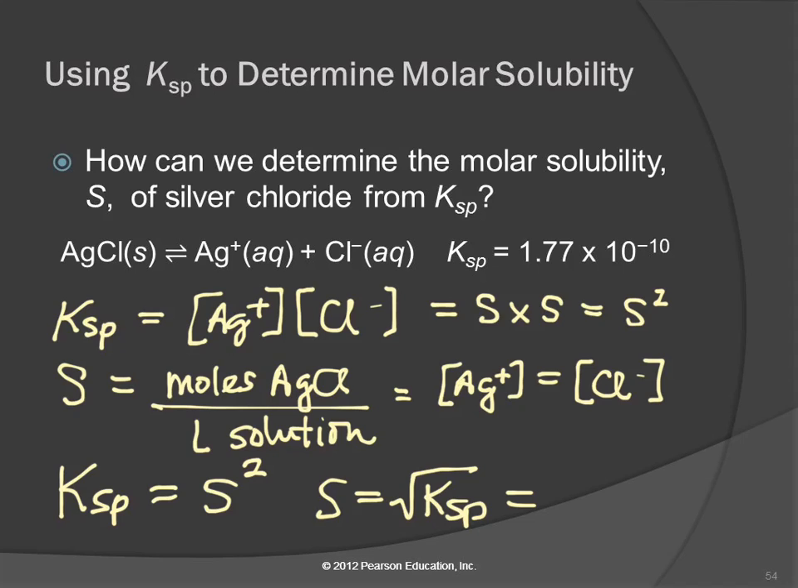We had 3 significant figures. We'll just stay with 3 significant figures. 1.33 times 10 to the minus 5. And the concentration of that is the capital M, which I understand that we haven't talked about much yet, but just go with that.